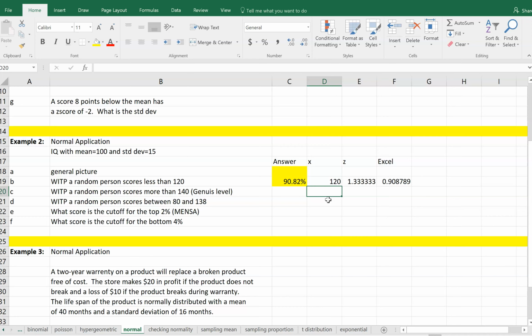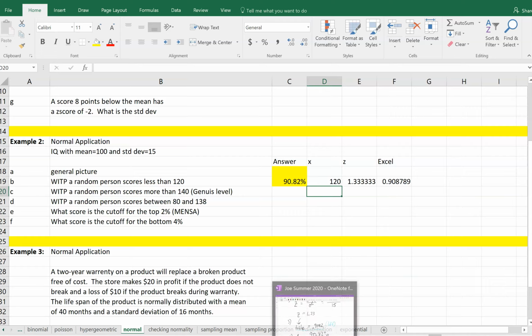Why don't you try the next question before I get to the answer? That is, what is the probability a random person scores more than 140, which is better known as a genius level? What does it take? How many people score more than a 140 on the IQ test? So how many people are at a genius level or higher according to the IQ test? I'd pause the video, try it out, and then watch me do it.